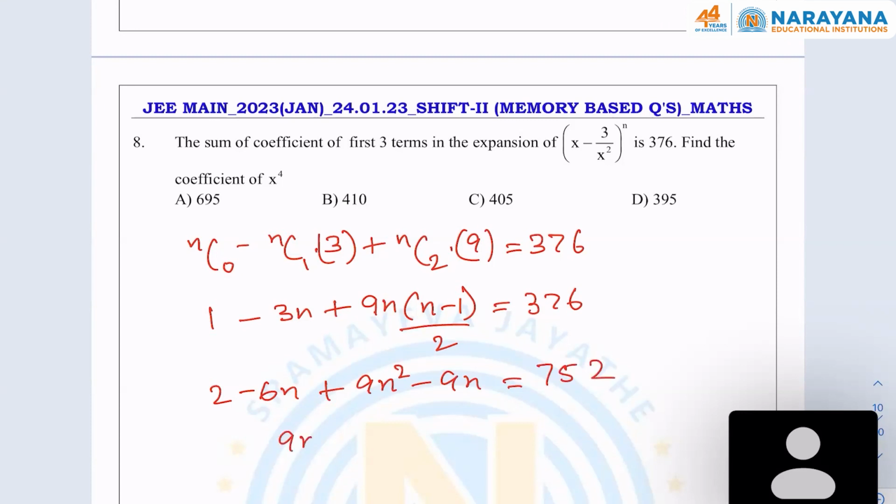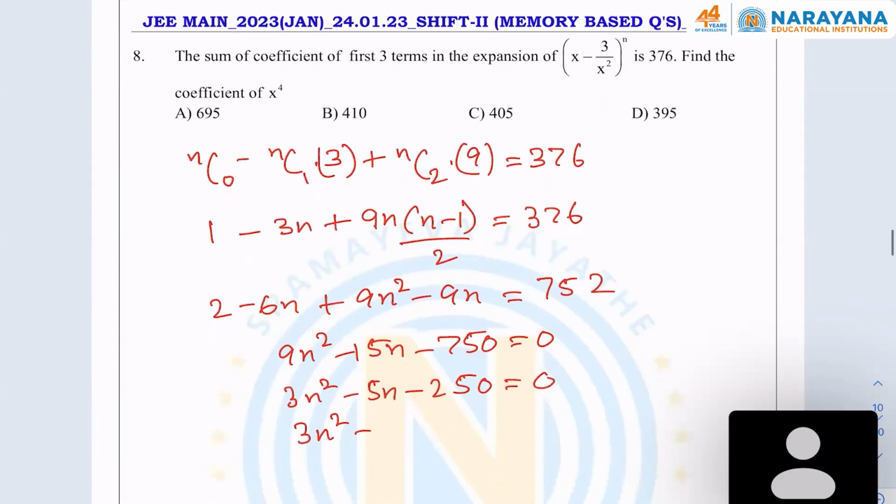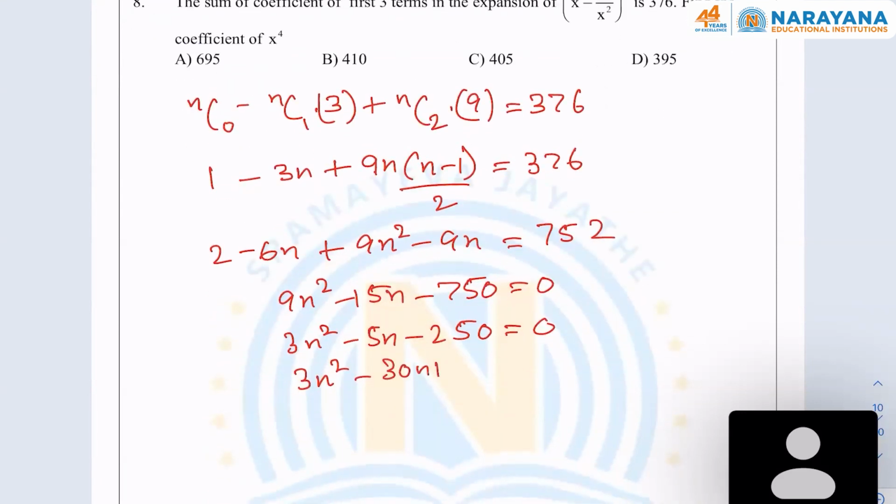So we are getting 9n square minus 15n minus 750 is equal to 0. So I can take out 3 common. 3n square minus 5n minus 250 is equal to 0. 3n square minus 30n plus 25n minus 250 is equal to 0. So 3n into n minus 10 plus 25 into n minus 10 is equal to 0.